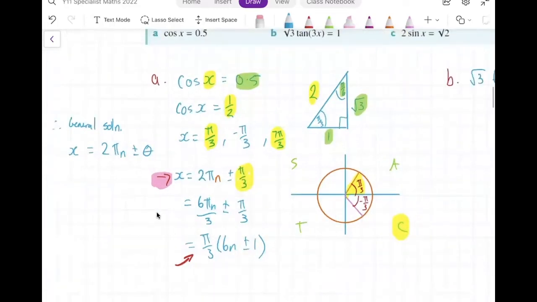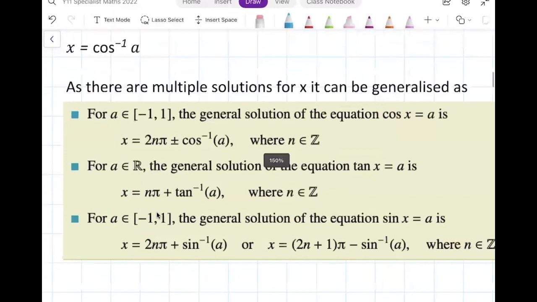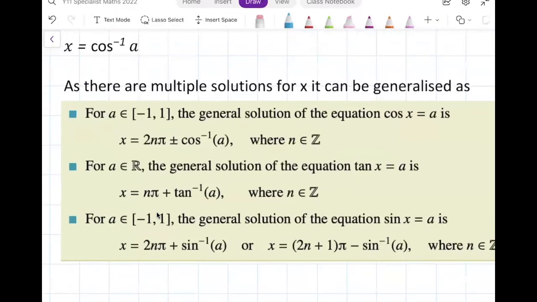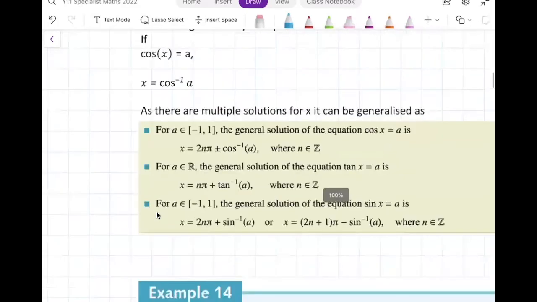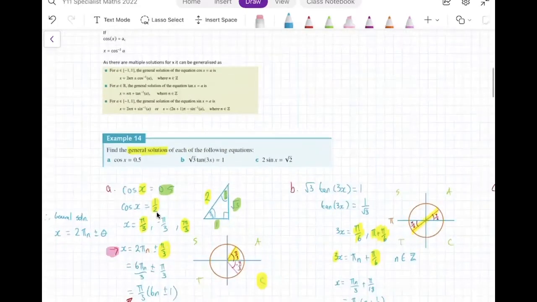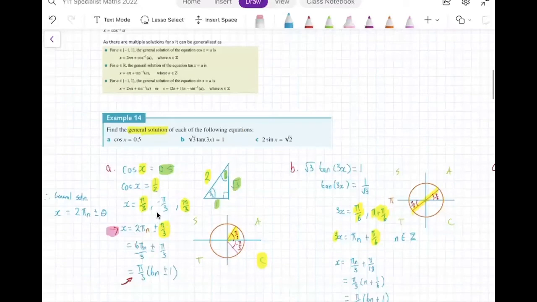You will see the textbook does state the general solutions like so, which is also good to know. This is the same thing we've done just before. Hopefully this makes a little bit of sense with the general solution stuff. If you guys have any questions, feel free to ask me in class.